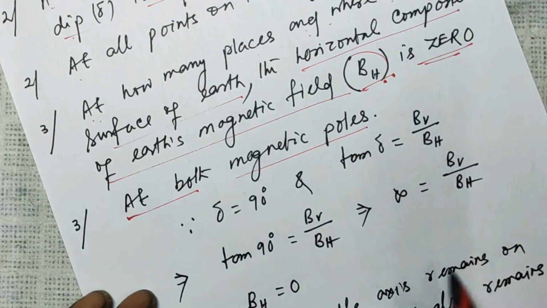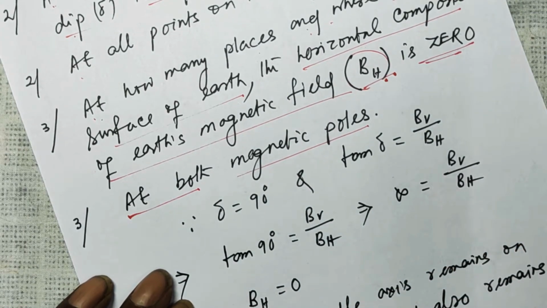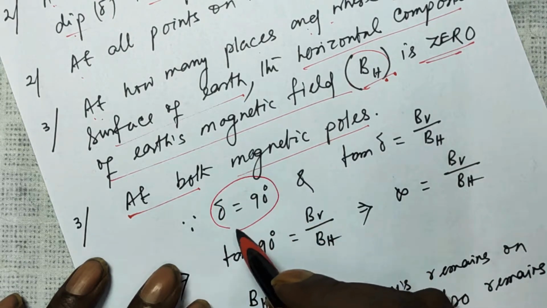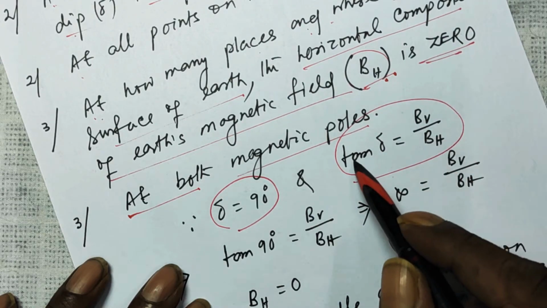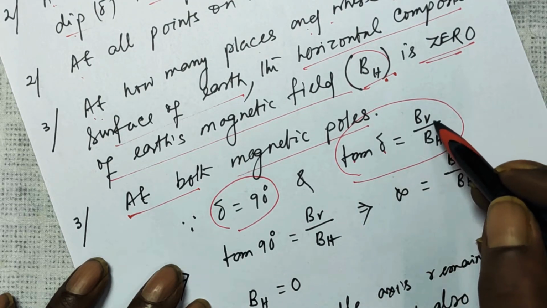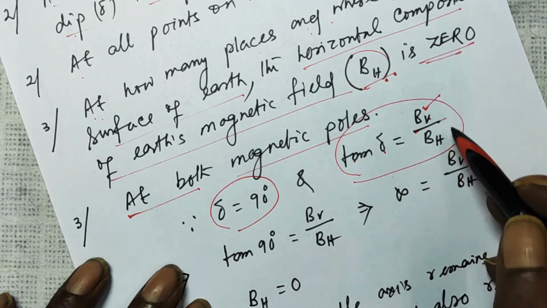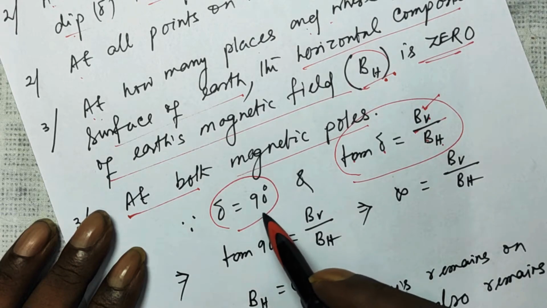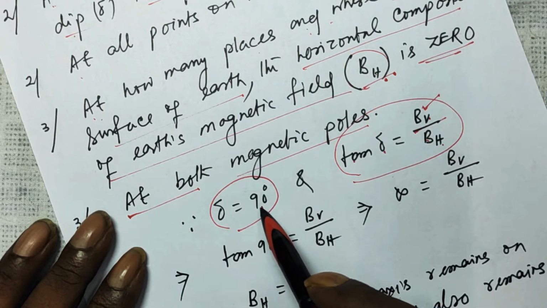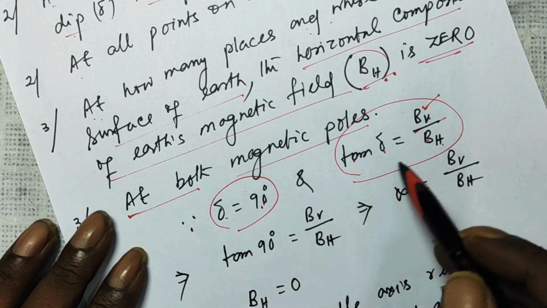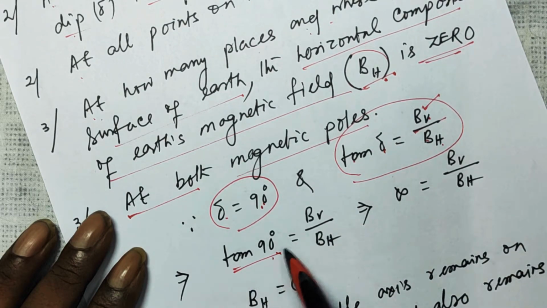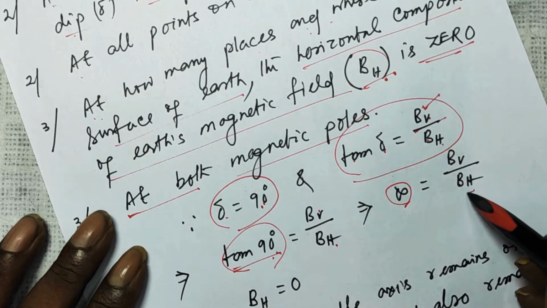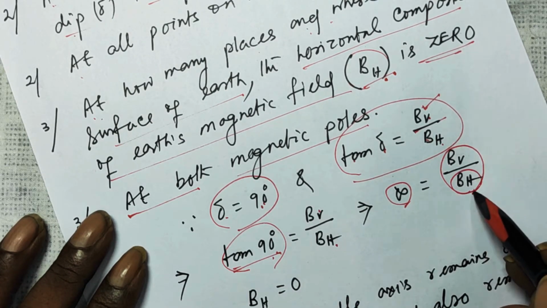And we can derive this in a different way also. I just explained that at magnetic poles, magnetic north and south, delta was 90 degrees. And we have derived this relation: tangent of the angle of dip is the vertical component of the magnetic field divided by the horizontal component. Now, at magnetic north and magnetic south, delta is 90. So put 90 here. Tan 90 is BV by BH, and tan 90 is infinite. Then how will this ratio be infinite? If the denominator is 0.